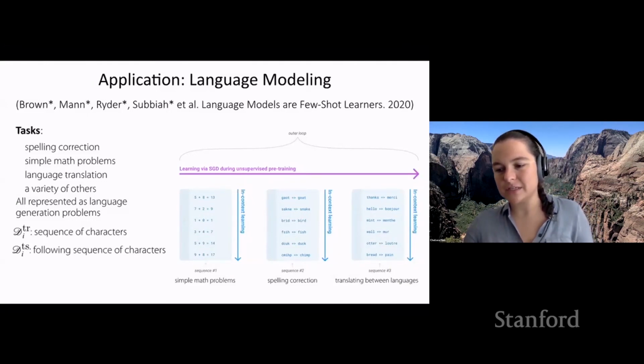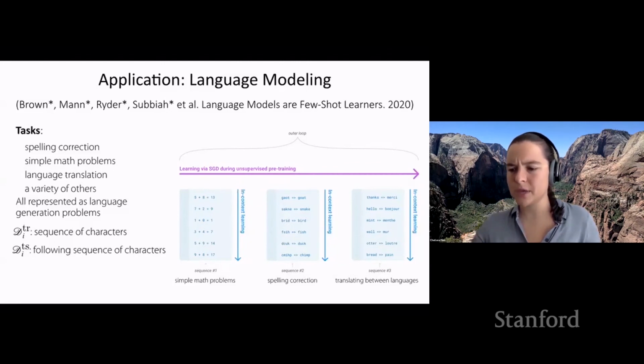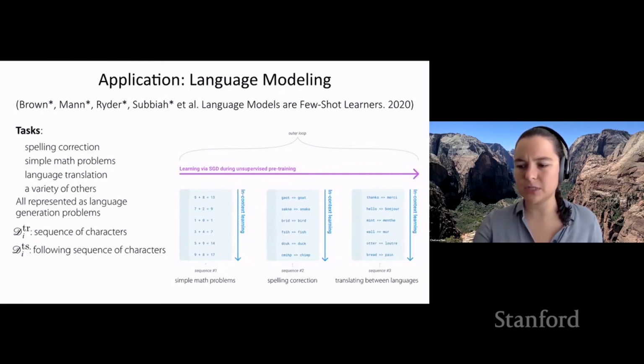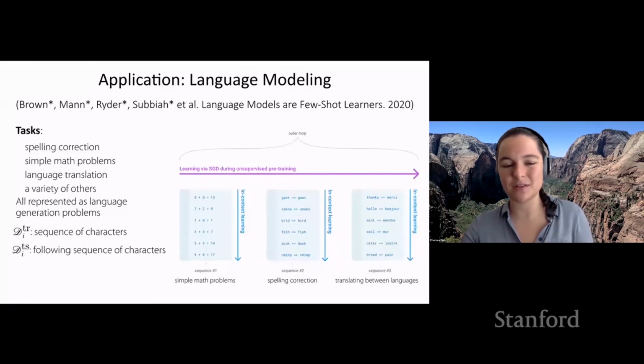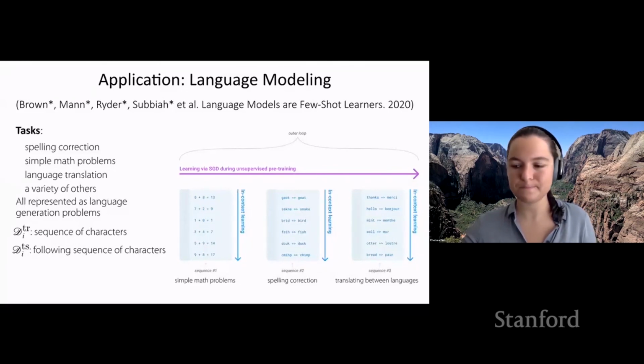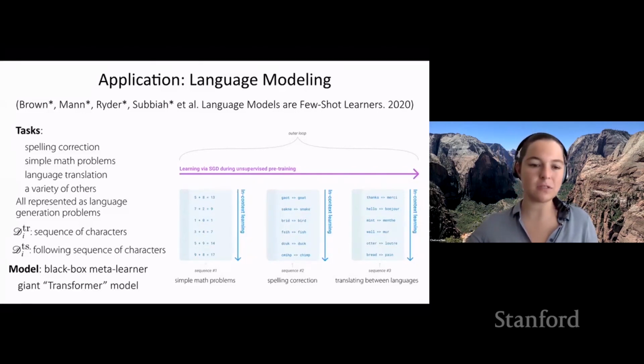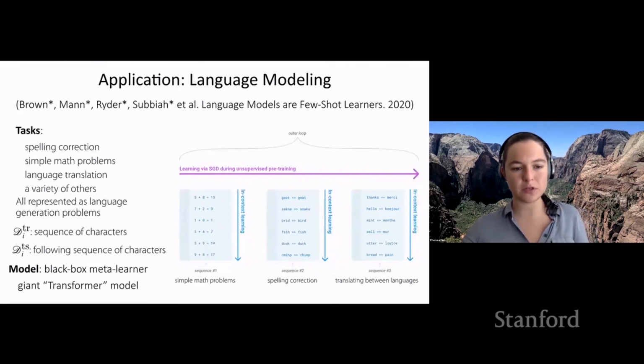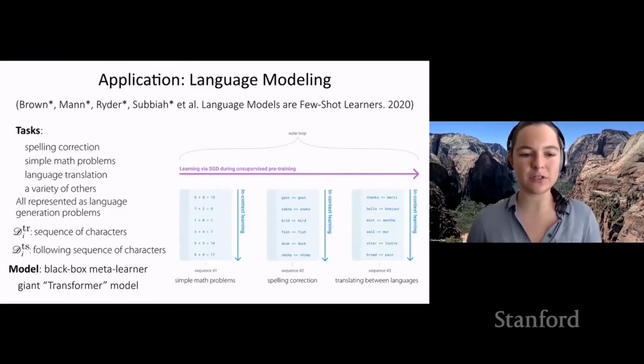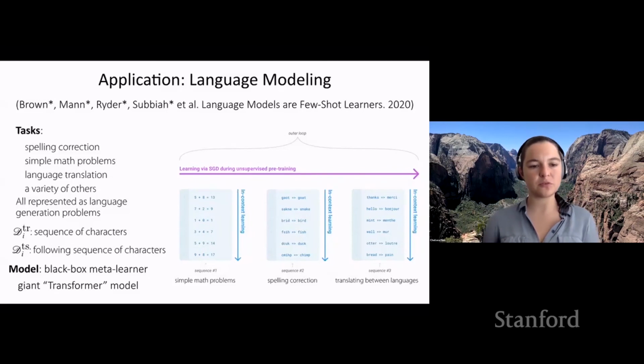The way that they trained this is they took a really large amount of text data from the internet, from books, and other language corpora, and D-train corresponded to a sequence of characters, and D-test corresponded to the following sequence of characters. And the model is what we could call a black box meta learner. It was basically just this really huge transformer model, which essentially corresponds to different attention modules. The details on that don't matter too much in terms of understanding what it's doing.